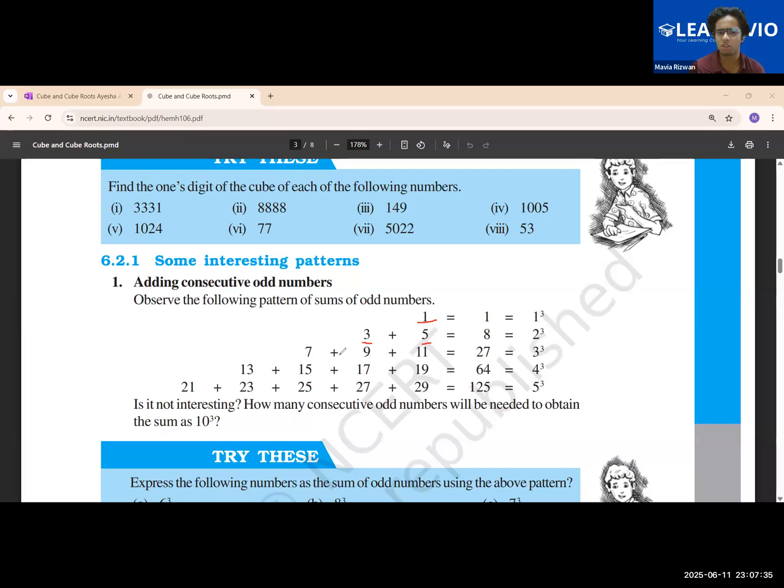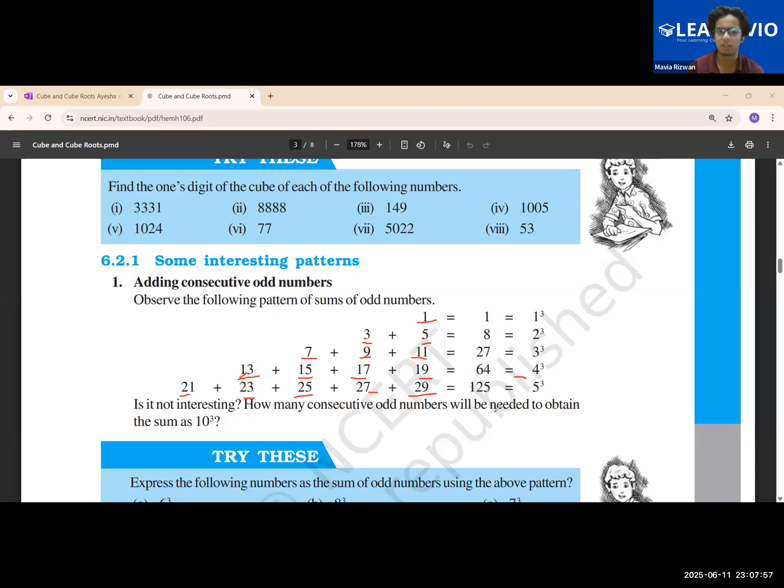Now the next three odd numbers after them, 7, 9, 11. So this is 3 cube. After that, if you count 4 odd numbers, that is 13, 15, 17, 19, their sum is equal to 64. That is 4 cube. After 19, count 21, 23, 25, 27, 29. So this is 125, 5 cube. Got it, Aisha?